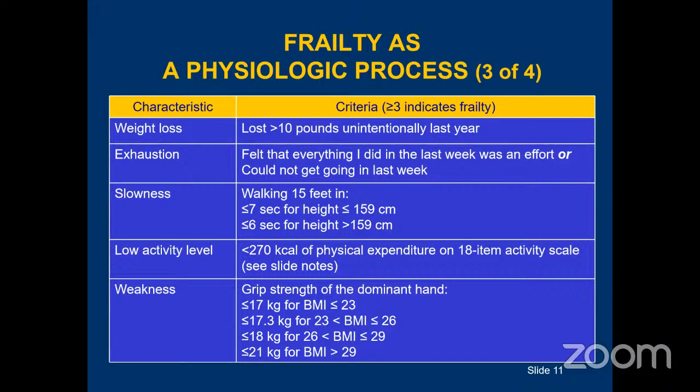Low activity level: less than 270 kilocalories of physical expenditure on an 18 item activity list, and these 18 items are like walking for exercise, mowing the lawn, raking the lawn, gardening, hiking, and so on. Weakness, which is the grip strength of the dominant hand, and this differs according to the BMI of the patient. So if we see 3 or more of these characteristics, then we can say this patient is frail.